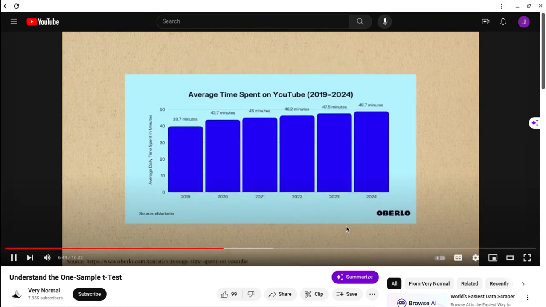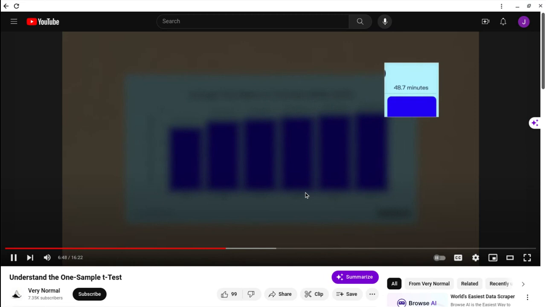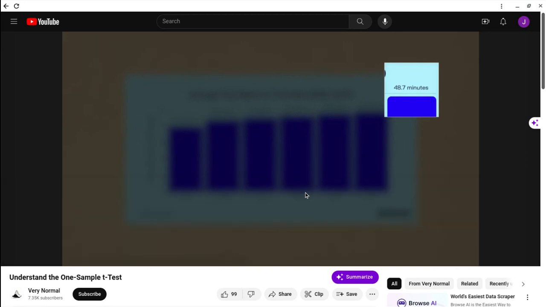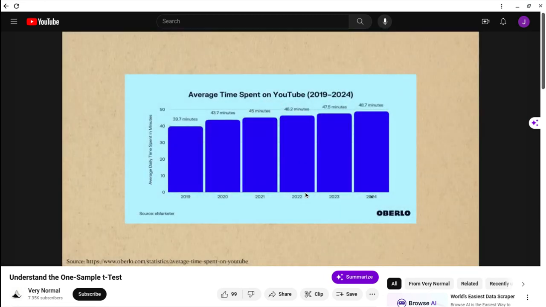I came across an interesting graph about YouTube watch time a while ago. This analysis found that people watch YouTube for an average of 48.7 minutes in 2024. This is amazing to me because we haven't even started 2024 yet, and yet they already know what's happened.